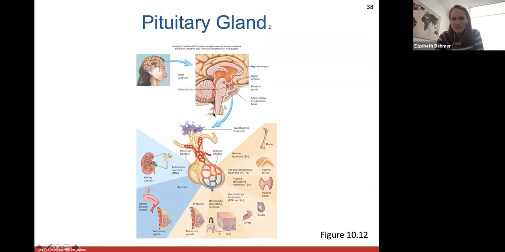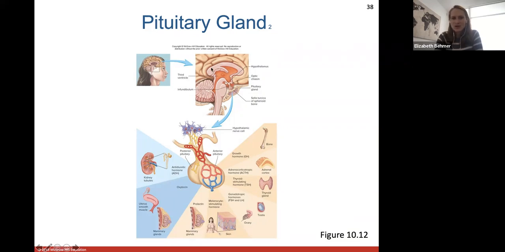So here we have the pituitary gland and the different hormones that it secretes. You can see here that most hormones come off of the anterior pituitary gland side. Growth hormone, adrenocorticotropic hormone, thyroid stimulating hormone, gonadotropic hormone, melanocyte stimulating hormone, and then prolactin. Those are all the hormones that come out of the anterior pituitary gland. Out of the posterior pituitary gland, we have antidiuretic hormone and oxytocin.